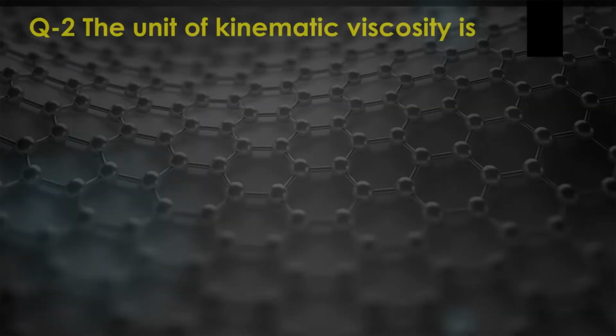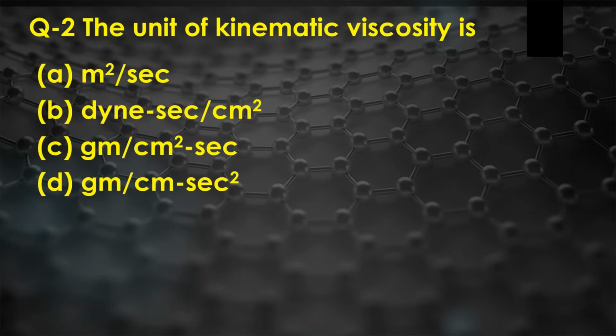Question number 2. The unit of kinematic viscosity is: option A, meter square per second; option B, dyne second per centimeter square; option C, gram per centimeter square second; and option D, gram per centimeter second square. Now it's your time to judge the right answer.